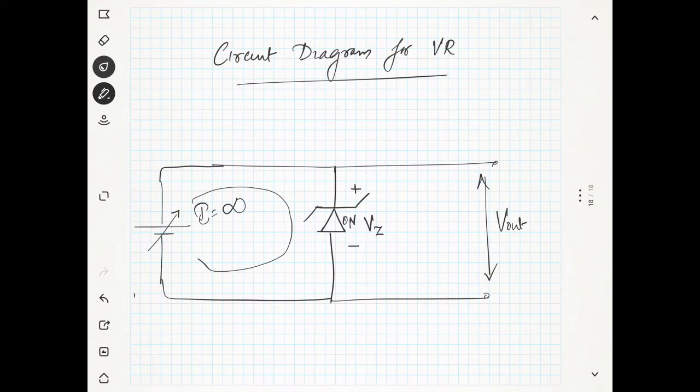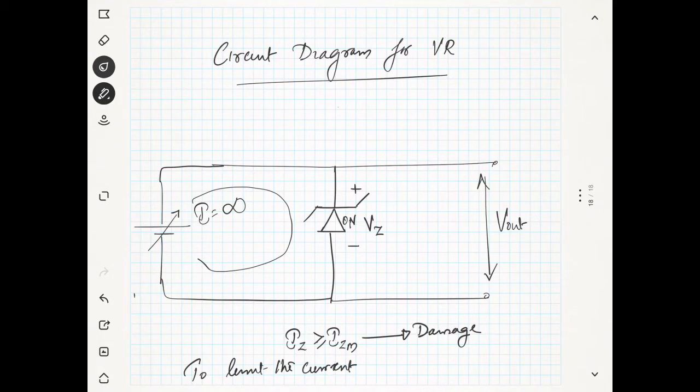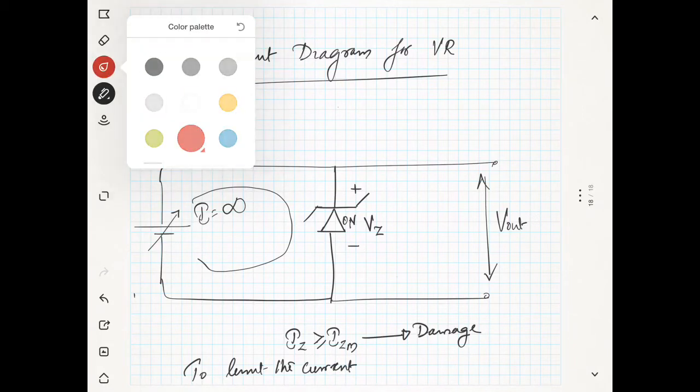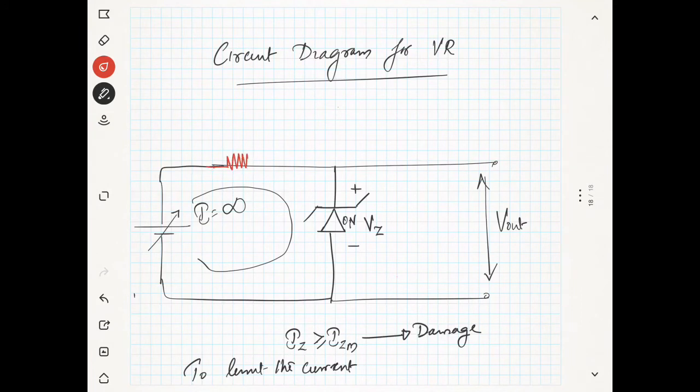So what will happen? Your current through the Zener diode becomes greater than the maximum limit of the Zener diode. Then what will happen? It will be damaged. So to limit the current, what we will do? We will add a resistance in series here. This resistance is known as R. This is to limit the current.